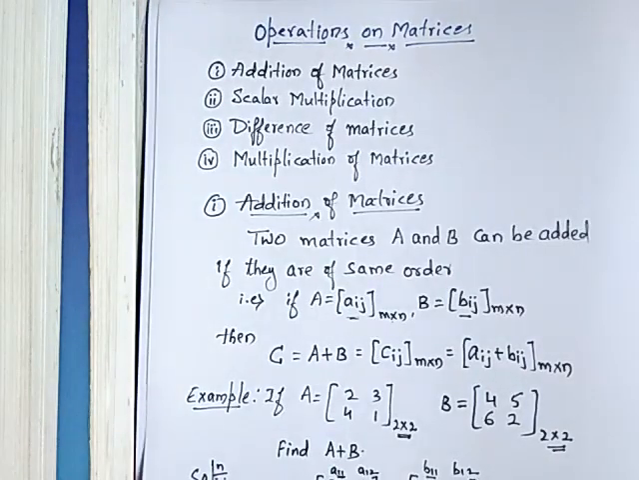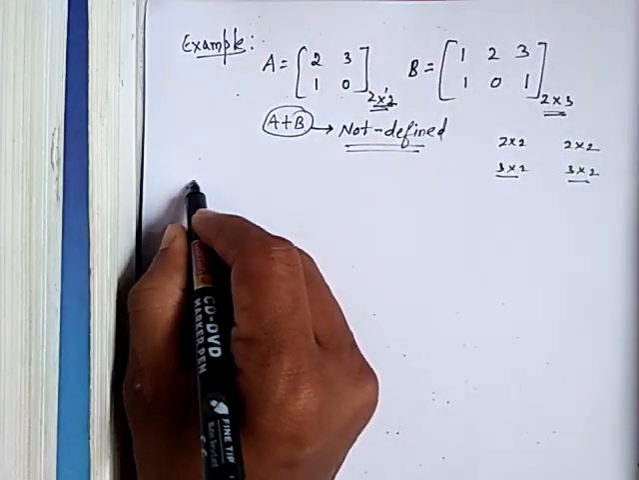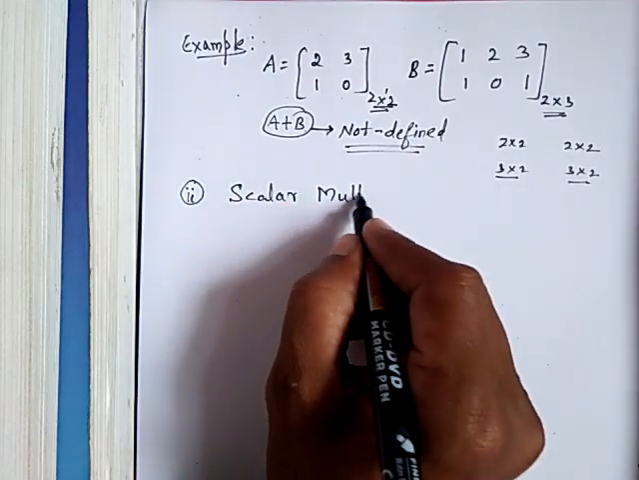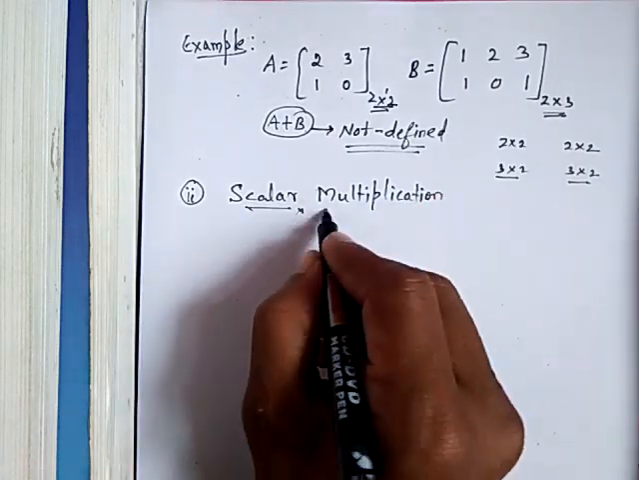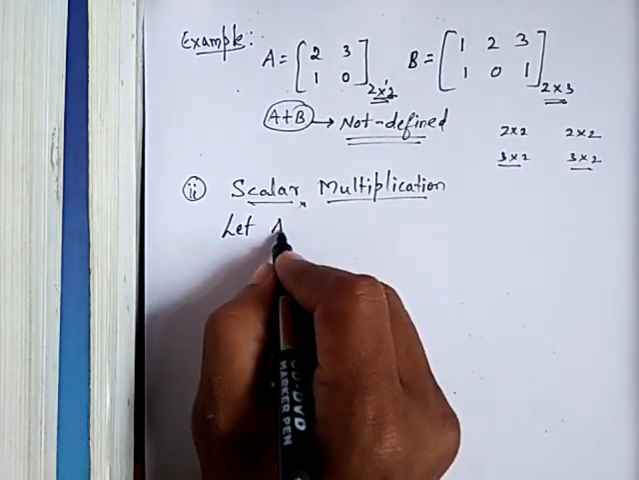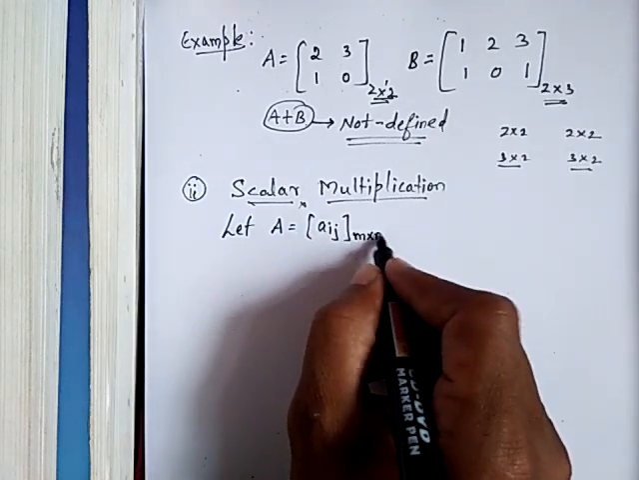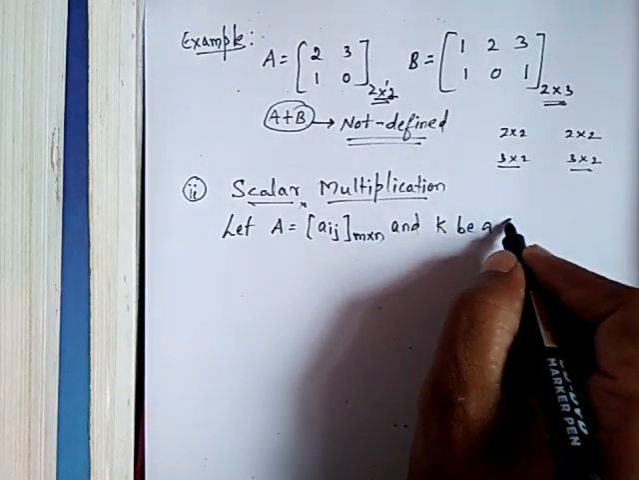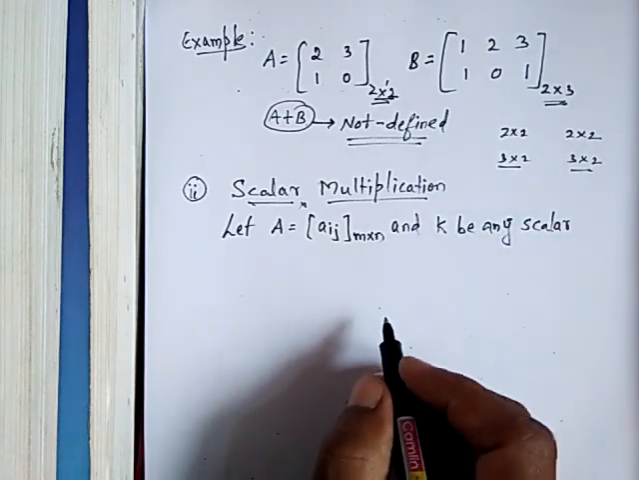Next we will go for scalar multiplication. What is that second one? Scalar multiplication. This is also very important. Here, how to define it: let A equal to aij be an m by n matrix and k be any scalar, so any number.